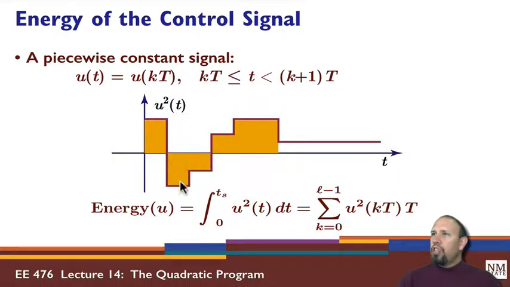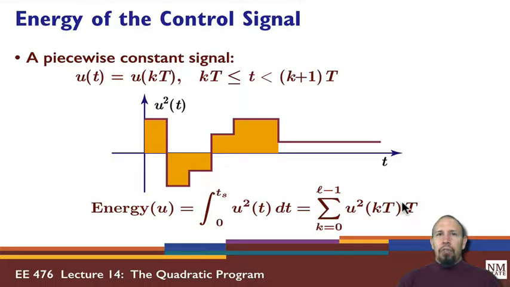So even though the original signal may have negative parts, when you square it, the whole thing becomes positive, and then you add them all up. Okay, so that's actually what's happening. And so it's fairly straightforward to compute the energy of the control signal. In fact, it's just this summation. It's the sum of the control signal components squared, multiplied by the sampling period.